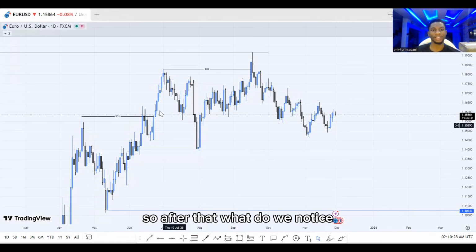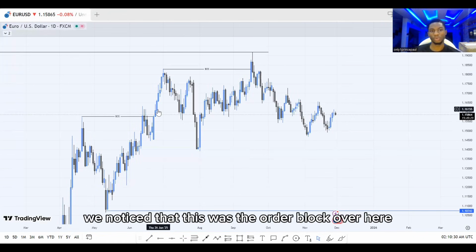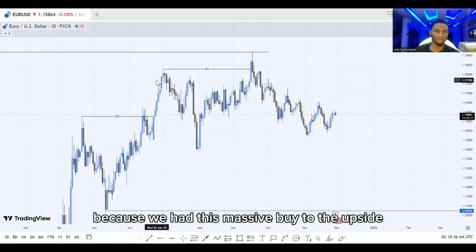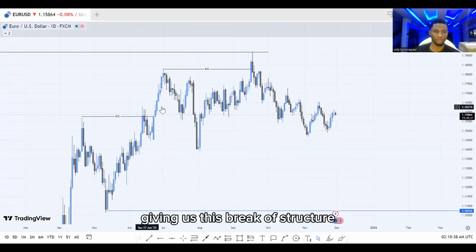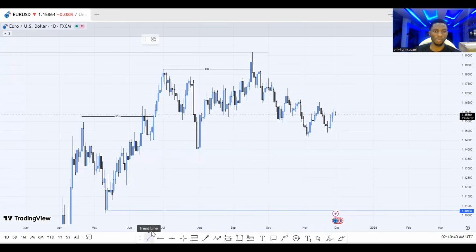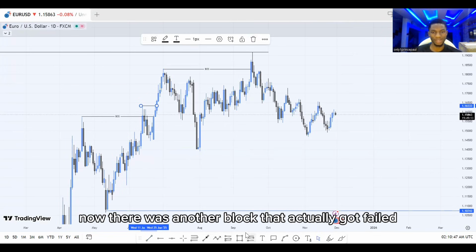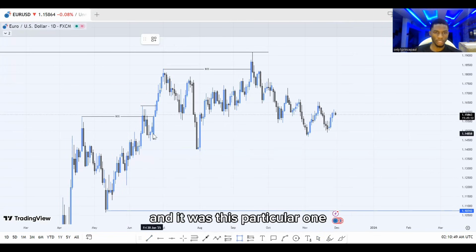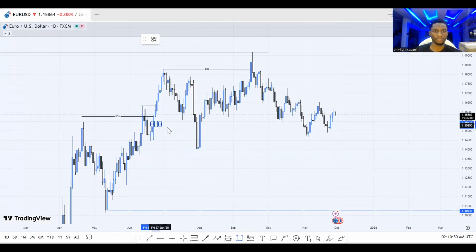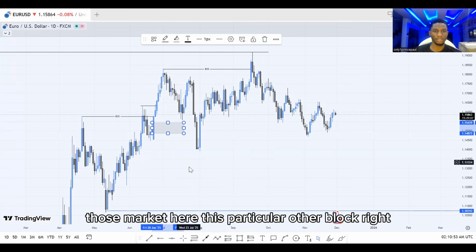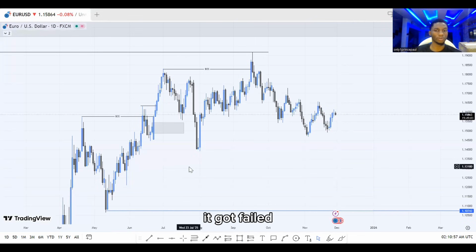So after that, what do we notice? We noticed that this was the other block over here, because we had this massive buy to the upside, giving us this break of structure, giving us this little break of structure over here. Now, there was another block that actually got failed, and it was this particular one. Just mark it here. This particular order block, right? It got failed.